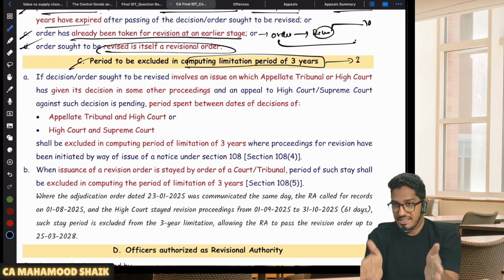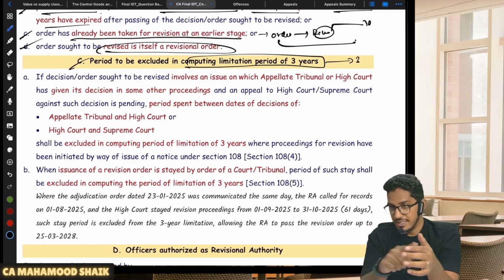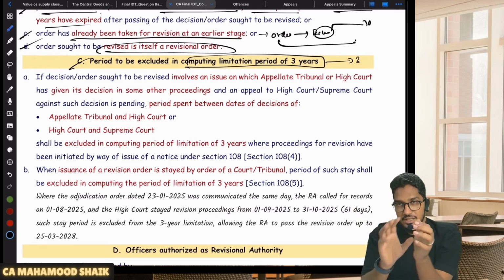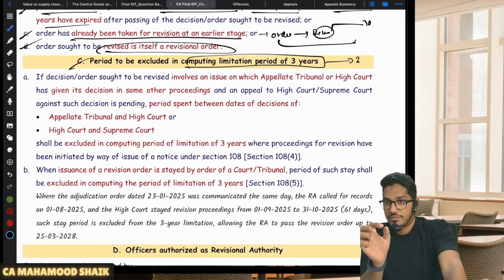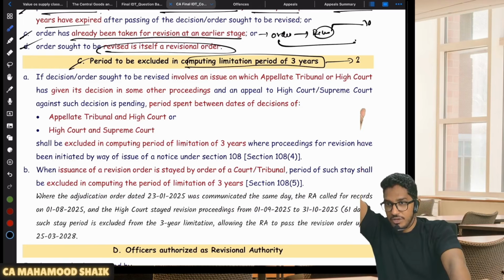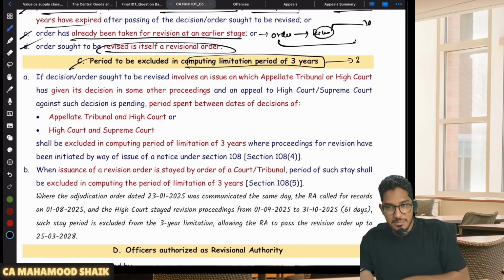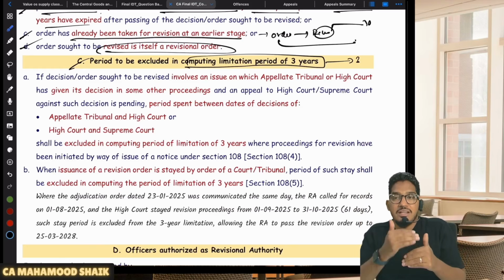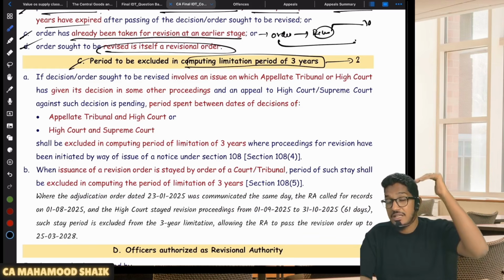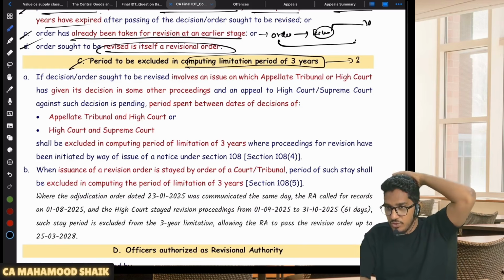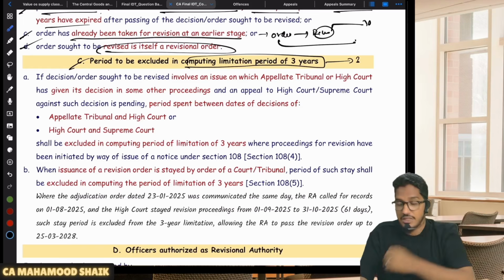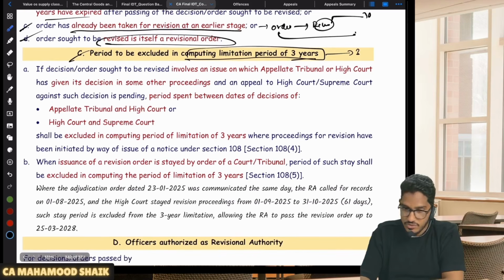In case the order is stayed by any court or tribunal, that you exclude. Or in this order one issue is there, for which you got an unfavorable judgment at the lower forum, that you are challenging at a higher forum. So the high court has given judgment against the department, but the department has gone for appeal to the Supreme Court. So the time lag between the date of order of the high court till the date of order of the Supreme Court, that also has to be excluded while calculating that time limit. The same exclusions you have to do even for 3 years.